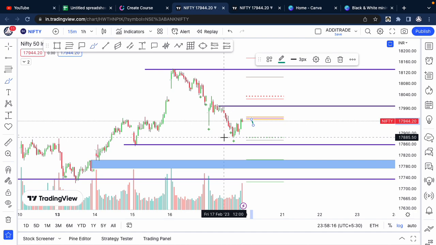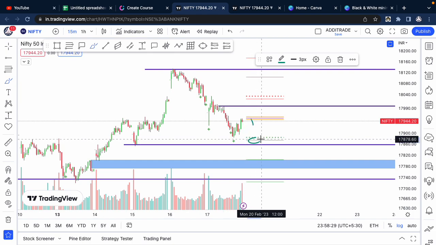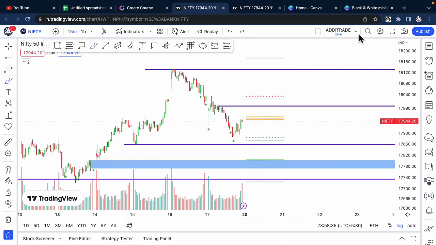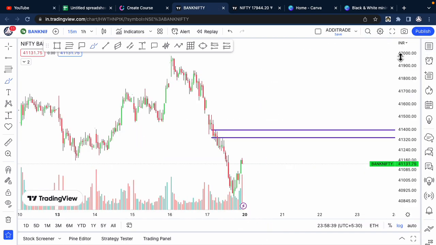But the best move would be if this previous day low of 18,850 breaks, and this strong support of 18,857, and this is 17,885. So basically, if this zone breaks, definitely we will come and hit this gap. So our view in Nifty and Banknifty is the same. The bias is on the downside.